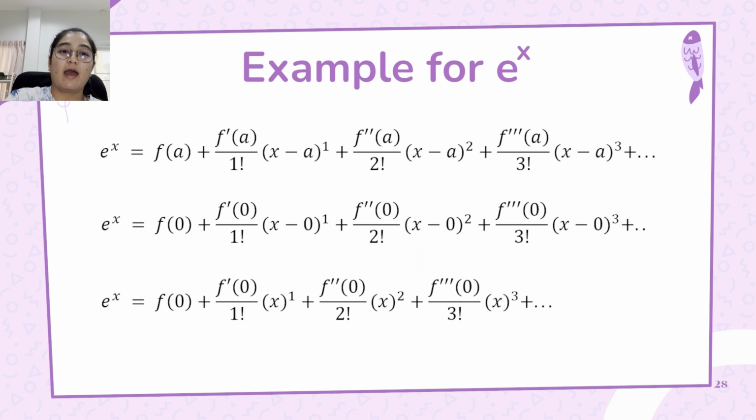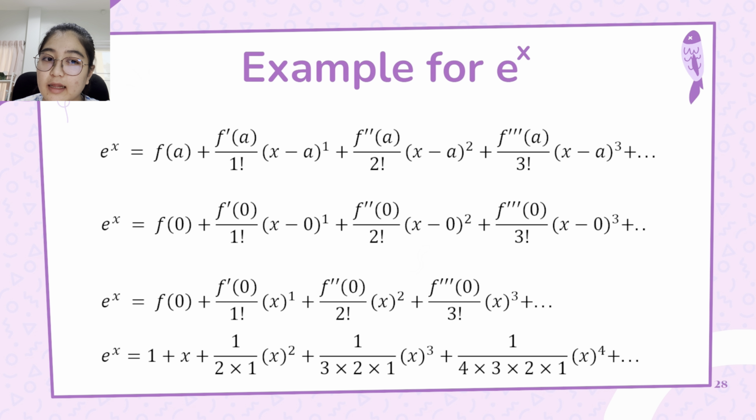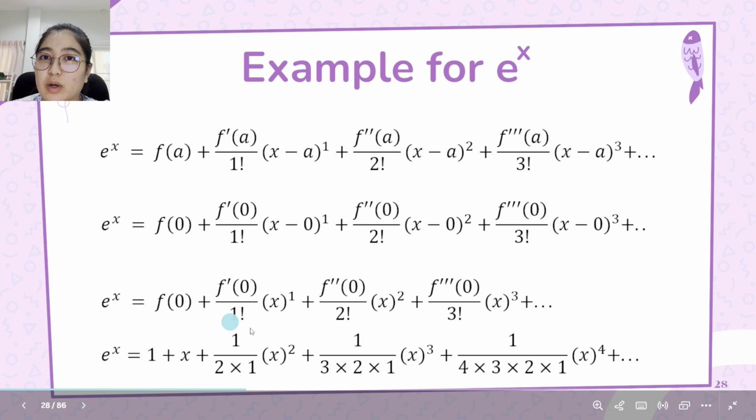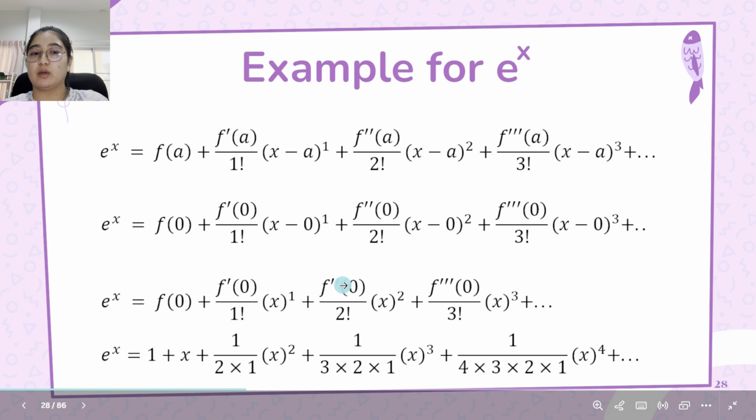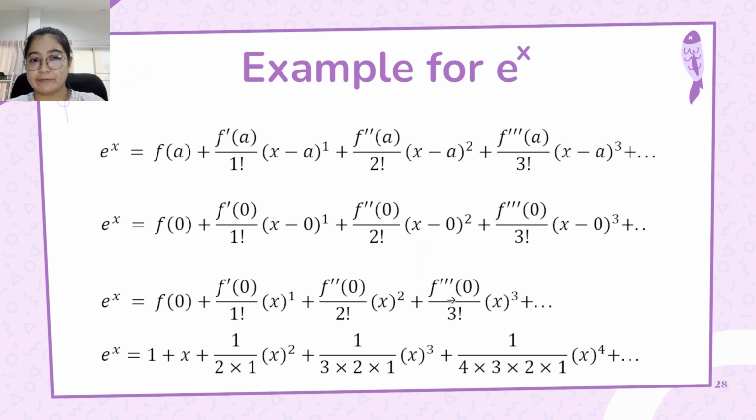The first term is the one that doesn't have a derivative. The second one has the first derivative divided by 1 factorial and multiplied by x minus a to the power 1. And we calculate it, and we have the next term. It looks like the one that I told you before. And we use the Maclaurin series, so everywhere that we have a, we substitute it with 0, so it will be the Maclaurin series.